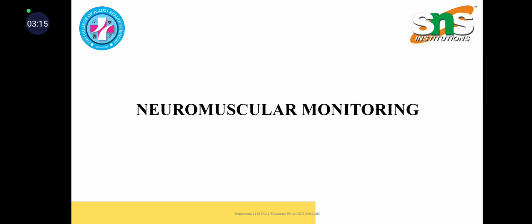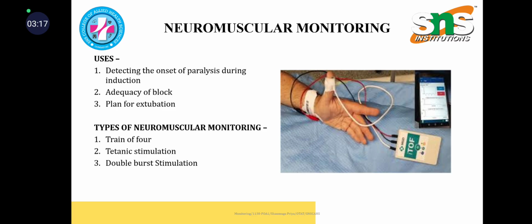Next, we have neuromuscular monitoring. In this, we are going to see about uses. Detecting the onset of paralysis during induction, adequacy of block, and planning for extubation. These are the main uses of neuromuscular monitoring.